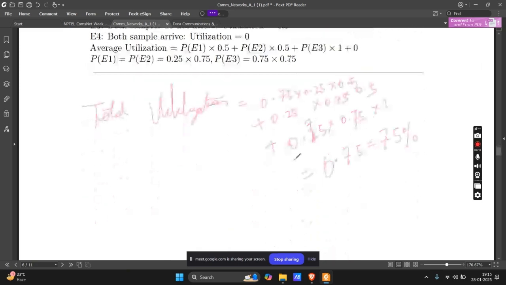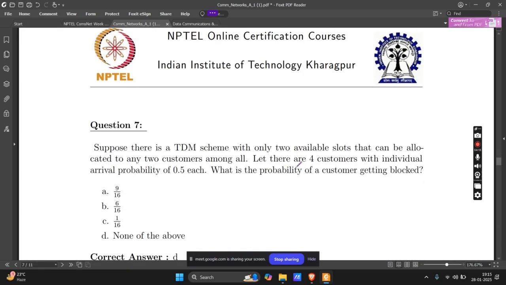So the option is option C. Now, question number 7. Suppose that there is a TDM scheme with only 2 available slots that can be allocated to any customer among all. Let there be 4 customers with individual arrival probability of 0.5 each. What is the probability of a customer getting blocked?